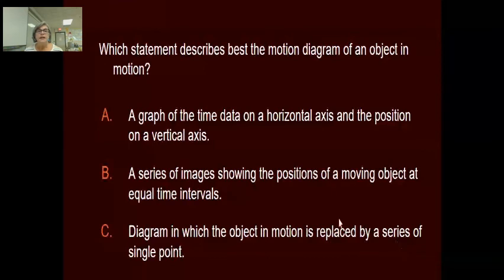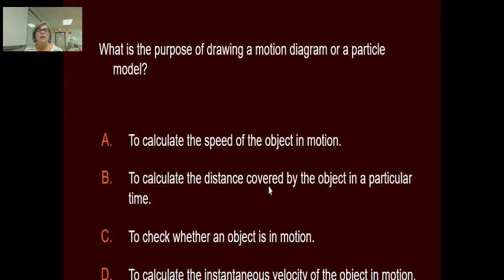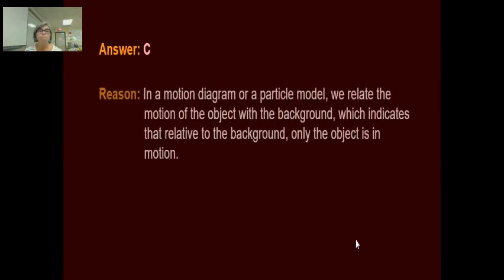So again, I answered this question. This is just a definition question. It's a series of images showing the positions of a moving object at equal time intervals. And the purpose, again, of drawing a motion diagram or a particle model is to see whether or not the object is in motion. We can calculate distance covered, but the point is letter C. Okay, so those are the notes for section 2.1.